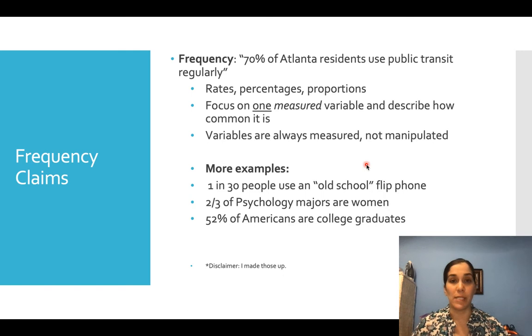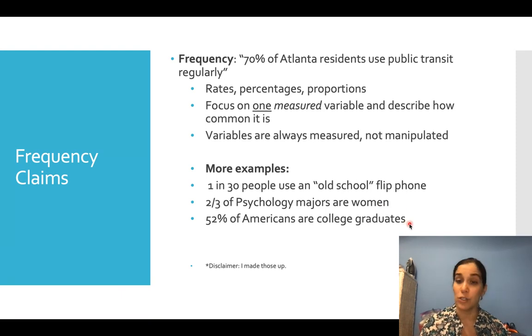So let's talk about frequency claims. An example of a frequency claim is 70% of Atlanta residents use public transportation regularly, right? So it's a percentage, a rate, a proportion. Again, all you're doing is focusing on one measured variable and describing how often it occurs or how common it is. More examples are 1 in 30 people use an old school flip phone. 2/3 of psych majors are women. 52% of Americans are college graduates. By the way, I made all these up. I have no idea if they're true.